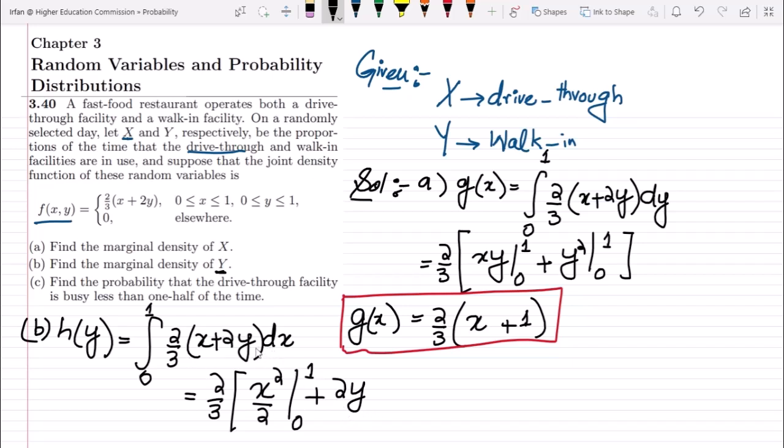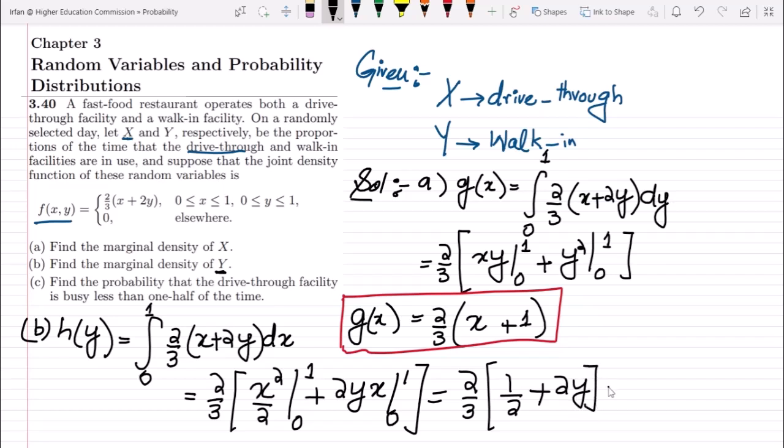So therefore, integrating it from 0 to 1, I will get x from 0 to 1. Okay, so now let me solve it. This will be 2 by 3, and here x square by 2, it will become x square divided by 2, so it will become 1 by 2. Okay, similarly here looking at it, I will get 2y. Or multiplying this 2 inside of it, what I will get here will be 1 plus 4y. And that is the solution of part B of our question.